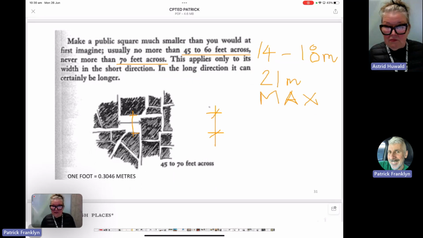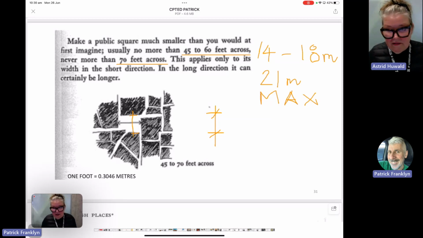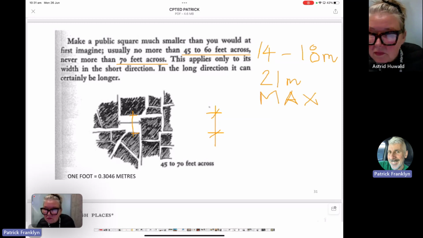And he just gives a recommendation, 14 to 18, 21 metres max. If you can have these mini outdoor rooms, there's a certain coziness to them. If you can somehow have these as little jewels along these outdoor spaces, that would be lovely. Next slide. That's very interesting in Scarborough Park.